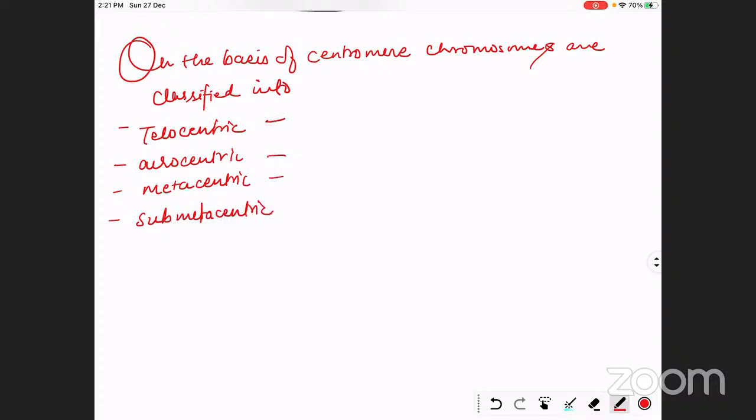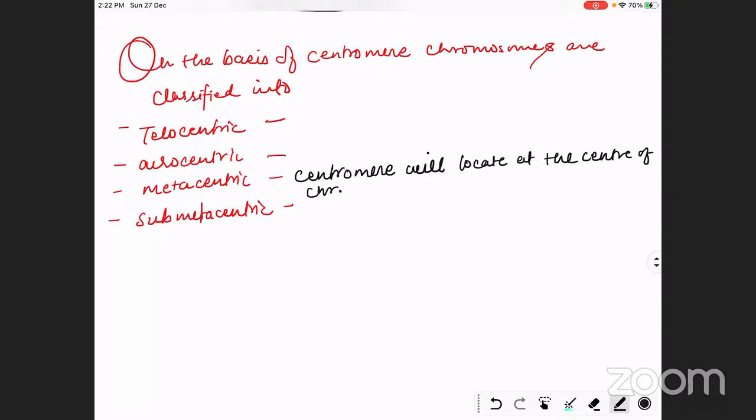So, among telocentric, acrocentric, metacentric, and submetacentric, first we'll talk about the metacentric. In the metacentric, the centromere will be located at the center of the chromosome. Okay, so the centromere will be present or located at the center of the chromosome.